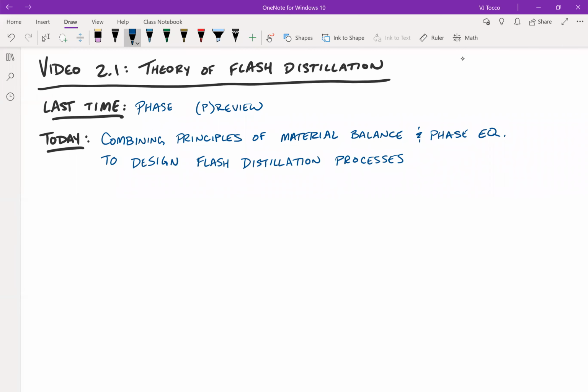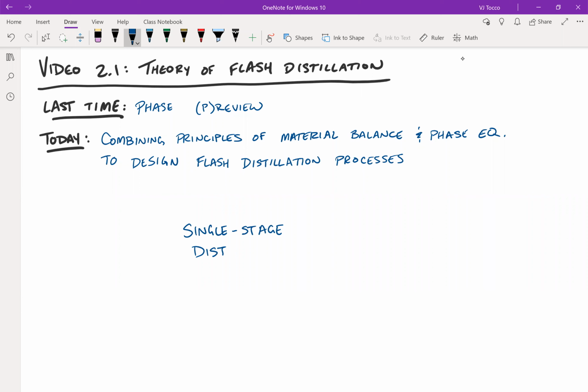In the last separations class, I gave a review or a preview of the necessary concepts that you'll need to know from phase equilibrium. Today, I'll combine the principles of material balances and phase equilibria to design a flash distillation process. Flash distillation consists of a single process unit. So we also call this single stage distillation.